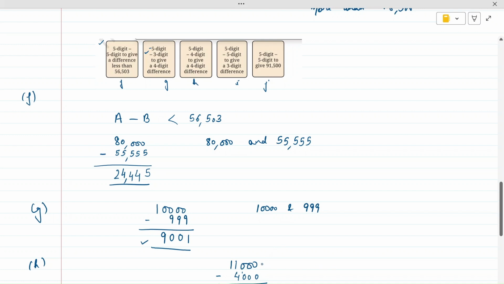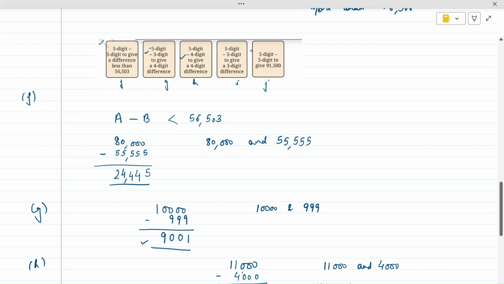So we took a 5 digit number, 11,000, and we took another number which is a 4 digit number. So I have taken 4,000. When we are subtracting them, we are getting a 4 digit difference. We wanted the difference to be a 4 digit number. So this is also done.